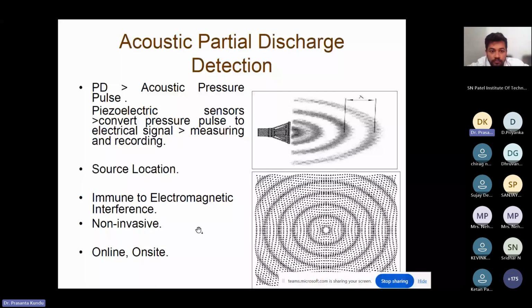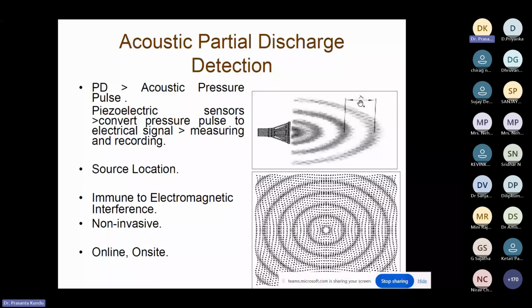It is non-invasive. You don't have to put the sensor inside; we can put it outside the tank. If it is a transformer or a gas insulated substation, we can put it outside the tank. In any case, we can put it there. That's why it can also be done online, even while the system is in operation.